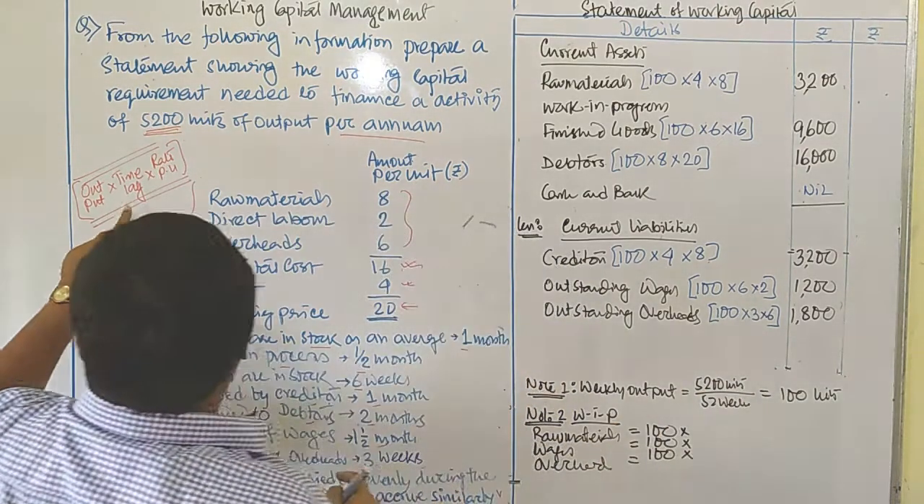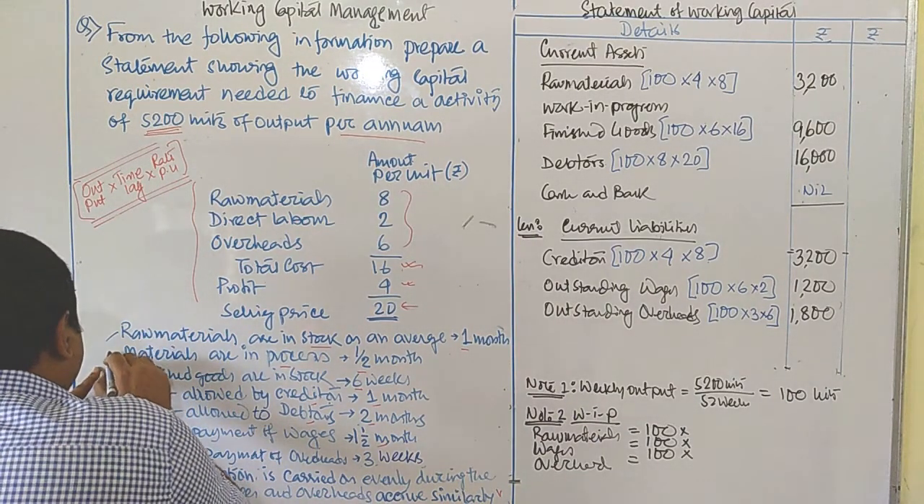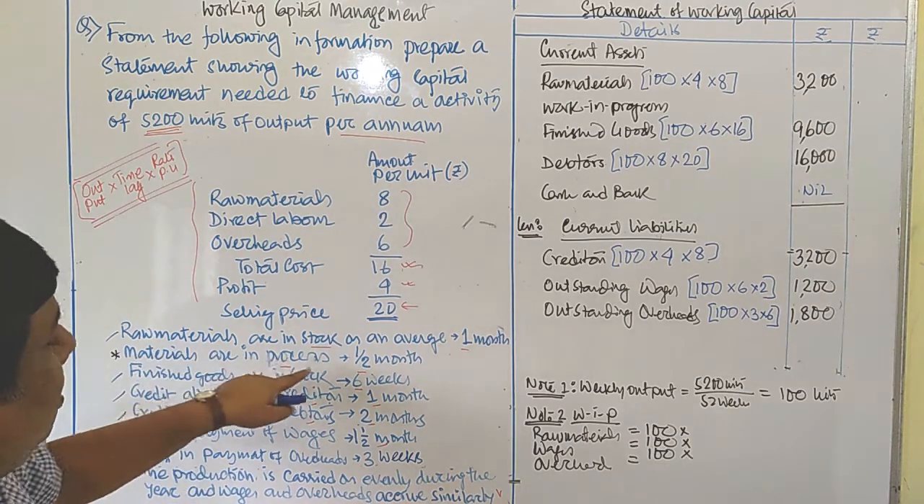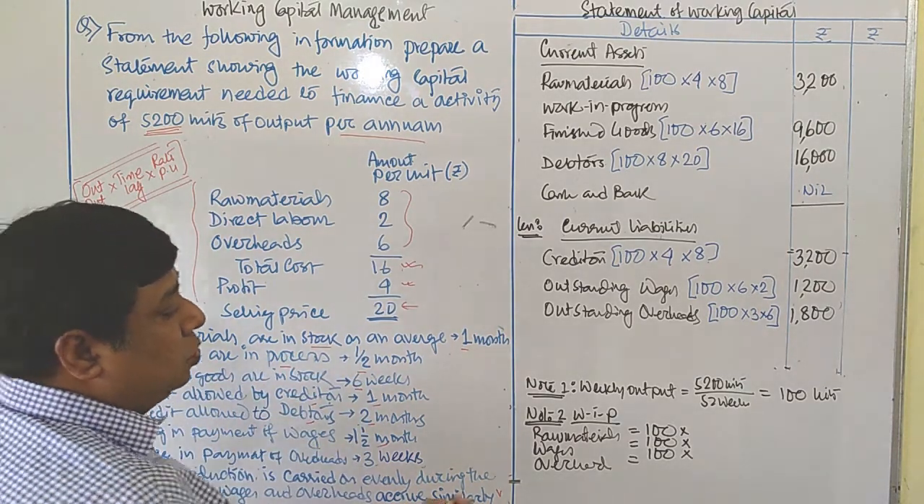It should multiply by the time lag. What is the time lag of overhead available in this question? Follow that. Materials are in process half month. Since we are doing it on a weekly basis, it should be 2.